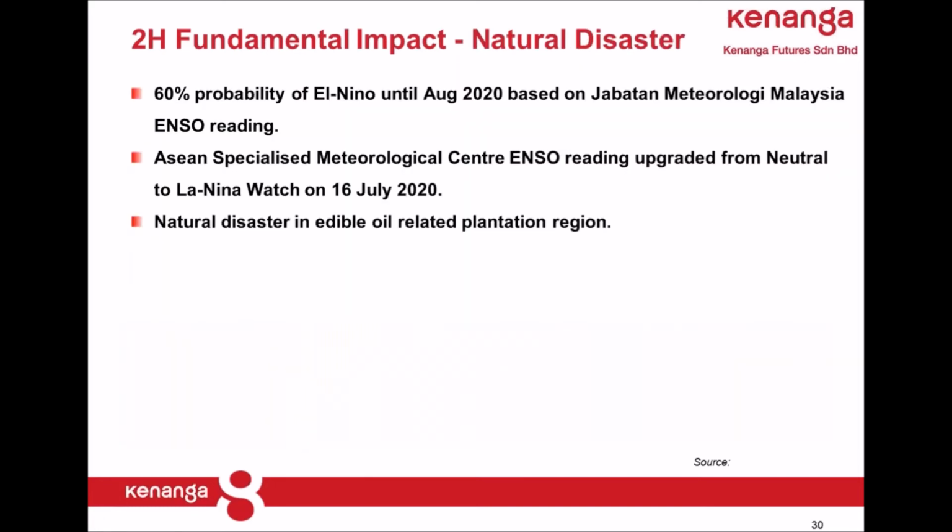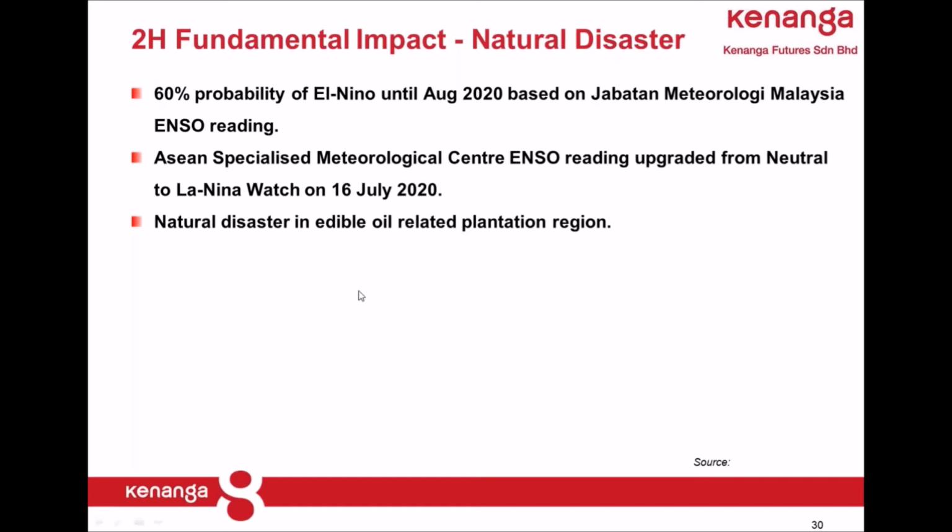Okay, next, of course, is natural disaster. From the Malaysia meteorological reading, we currently have a 60% probability of La Nina, not El Nino, and this probability is expected to be sustained until August, until further review. The Southeast Asia regional meteorological center also upgraded the possibility of La Nina from neutral to La Nina watch in mid-July. So we are in a semi-possibility, nearer to a La Nina, which is a wetter weather situation.